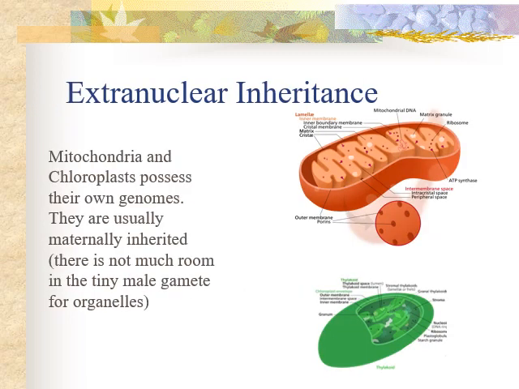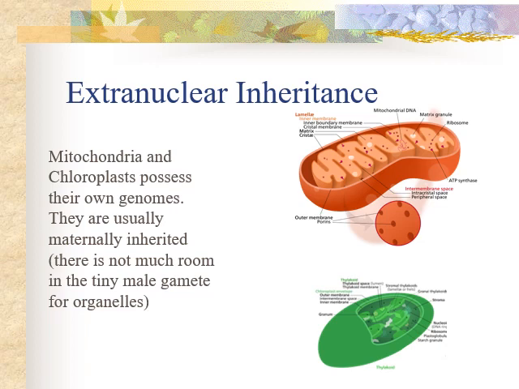And then finally, we have extranuclear inheritance. There is DNA outside of the nucleus, and it lives in the mitochondria and in the chloroplast. Remember that whole endosymbiosis thing we talked about a while ago, where perhaps a small organism got taken in by a larger organism, and then they live together in harmony? These mitochondria and chloroplasts are usually maternally inherited, and that's really because there's not many of them that will fit inside of a sperm.